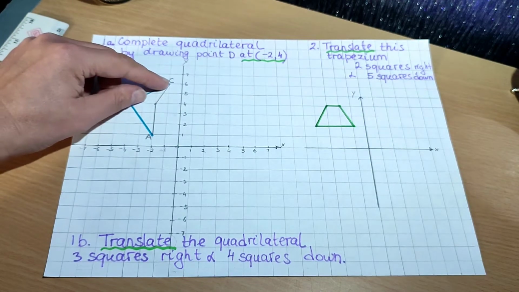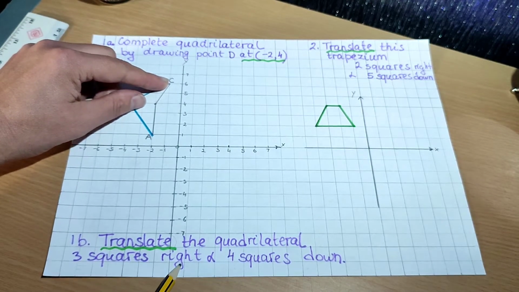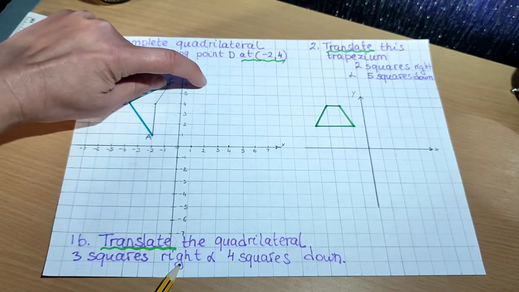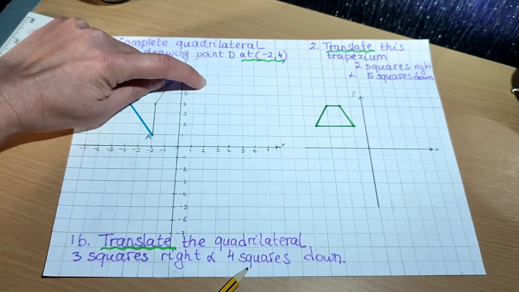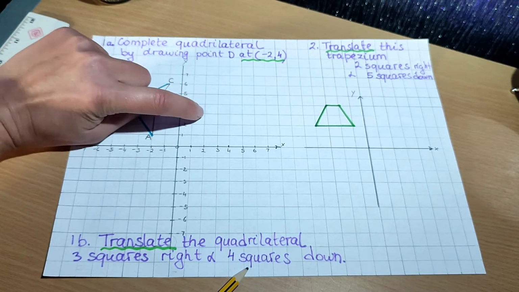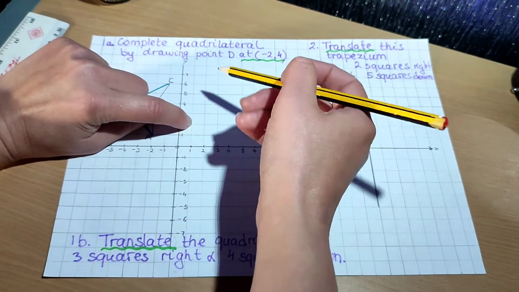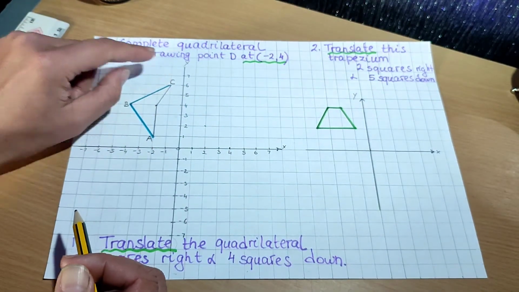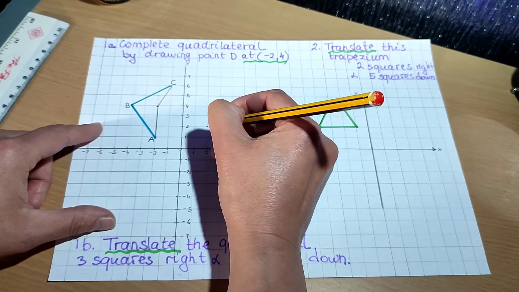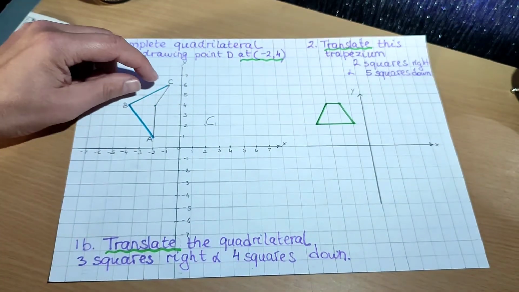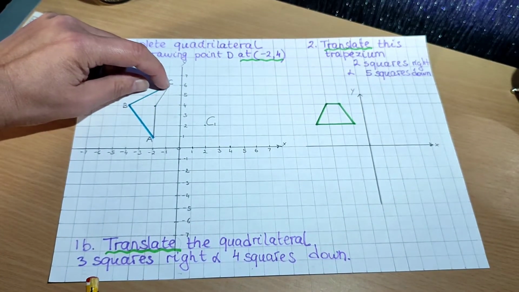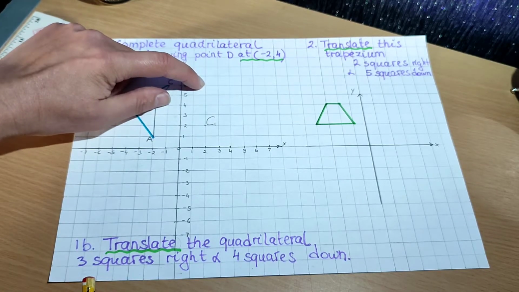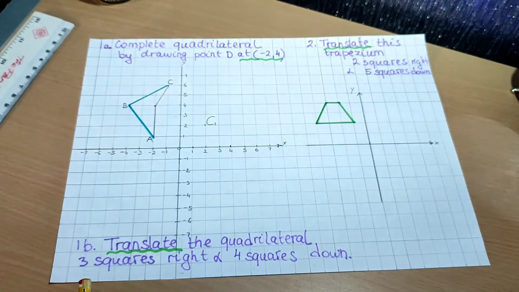So let's start with C. Okay, so 3 squares right. That's what you do. 1, 2, 3, and then it says 4 squares down. 1, 2, 3, 4. So this is where your new C is going to be. Let's call it C1. Okay, let's just check again. 3 squares to the right, 1, 2, 3, and 4 squares down. 1, 2, 3, 4. Yeah, that's right.